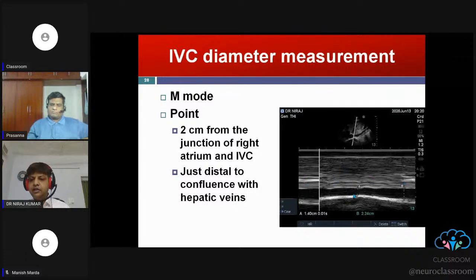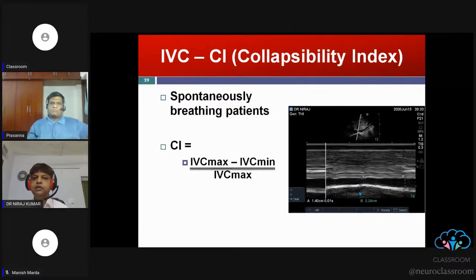You can see that this is the inspiratory phase in which the IVC diameter is less, and this is the expiratory phase of the IVC. This is a spontaneously breathing patient I am talking about, so naturally there is a decrease in the diameter. How much decrease in the diameter? How much is the collapse? We can estimate it by the collapsibility index. So what is this index? The index is calculated by the maximum diameter during expiration minus the minimum diameter during inspiration, divided by the maximum diameter. This gives an idea about the collapsibility index, also called Caval index.